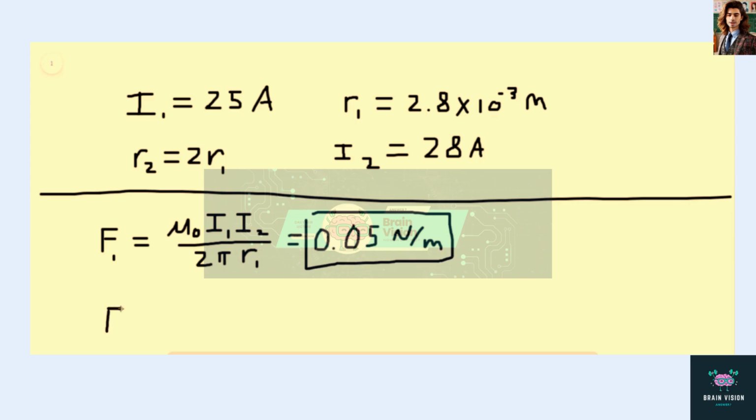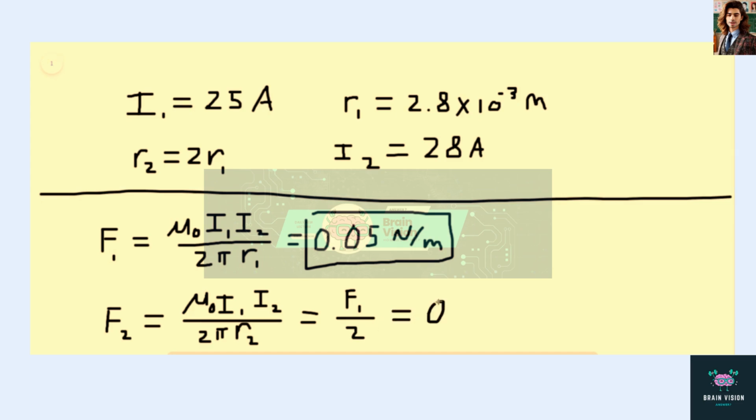Okay, so then F2 here is going to be equal to mu naught, the same mu naught as above, times I1 times I2, but this time the distance is R2, so this is divided by 2 times pi times R2. But we said R2 was 2 times R1, so it's going to be the exact same value as the force above, F1, except this time it's going to be cut in half. It's going to be divided by 2 because R2 is 2 times R1. So we plug 2R1 in for R2. We get the same expression as above, except with this extra 2 term. So it's F1 over 2.